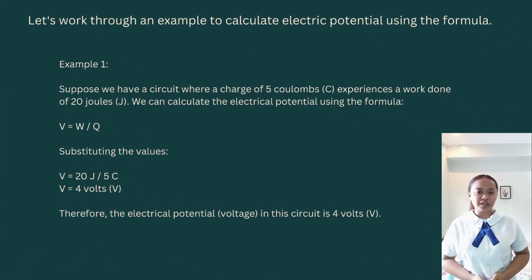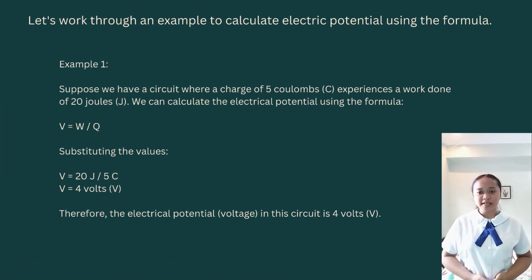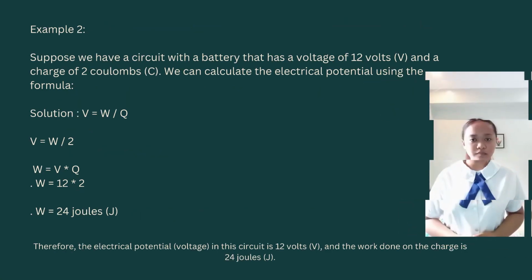The electric potential formula. Here is example number 1. We will use the formula V is equal to work over charge. Let's substitute the values. V is equal to 20 joules over 5 coulombs. In order to calculate the electric potential, we just have to divide 20 joules by 5 coulombs. Therefore, the electric potential of this circuit is 4 volts.